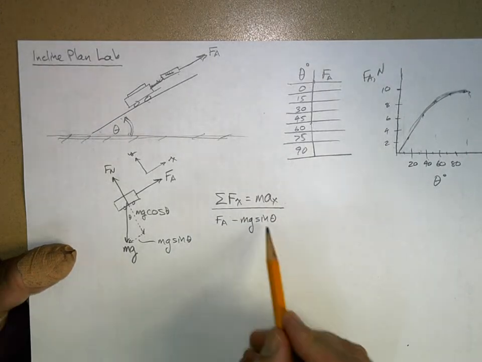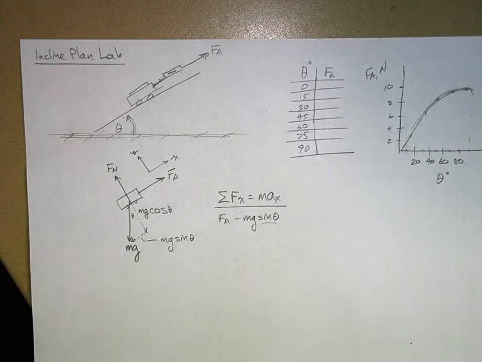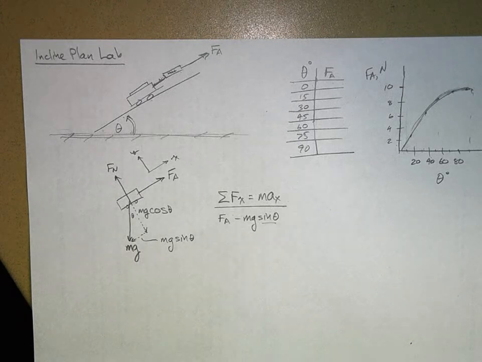Don't freak out because sine is in the x direction. It's all based on where we define the angle to be in the right triangle. That's what determines what is sine and cosine, the right triangle, and the definition for sine and cosine.